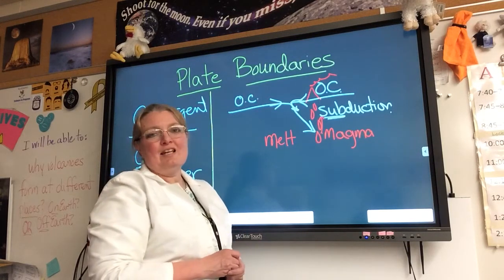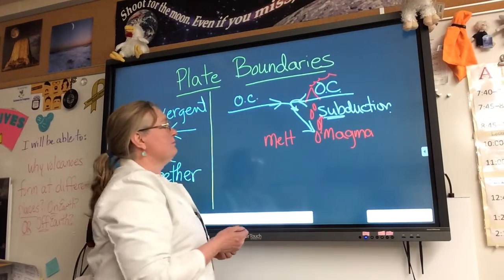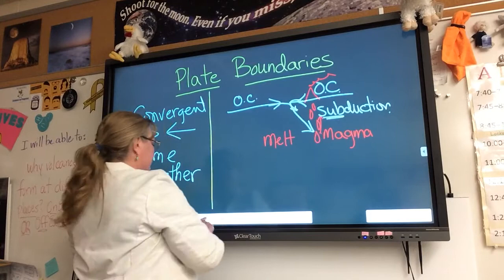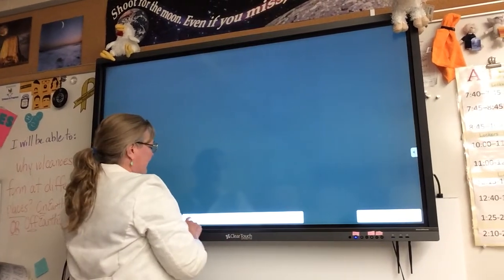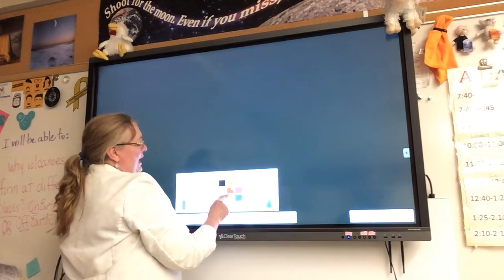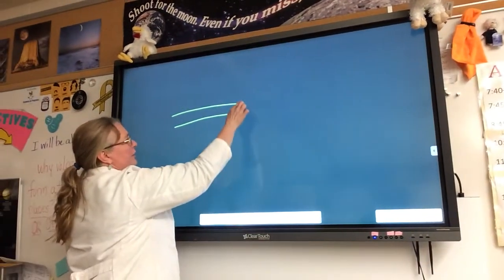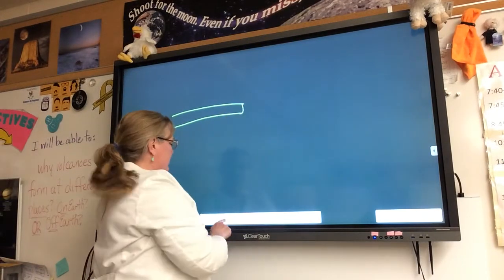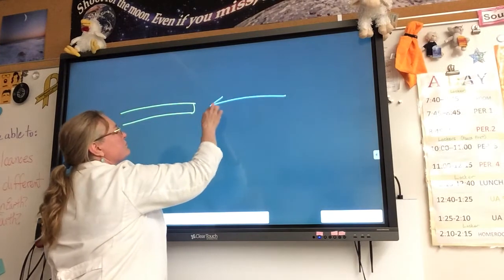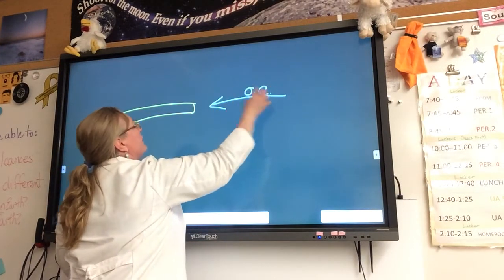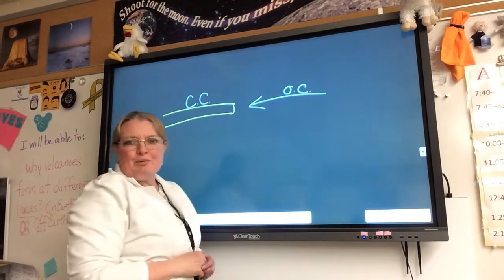So what happens if we have an ocean and a continental? Well, we're going to need some space. That was easy. Okay, so now we have continental crust. It's going to be a little bit thicker. And we have oceanic crust. Ocean crust, continental crust.